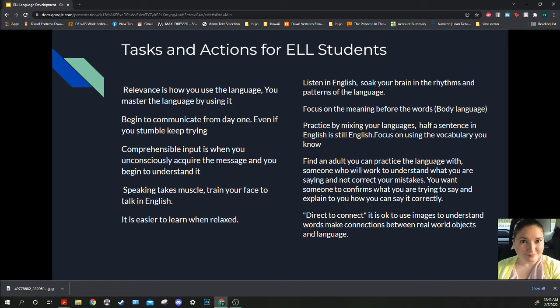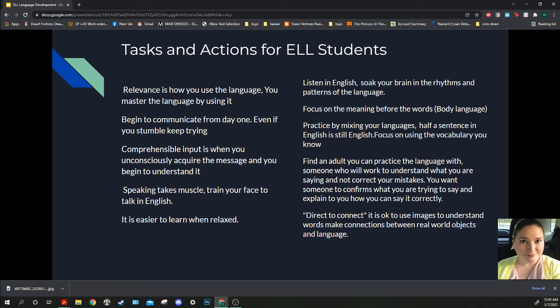Practice mixing languages. Half a sentence in English is still English. Spanglish exists for a reason. Just mixing your language. You use as much as you can, and then if there's a word that you stumble on, use your own language. There are context clues. People can piece together what you are trying to say. English is a huge puzzle, just bits and pieces, and sooner or later you will have that full English sentence.